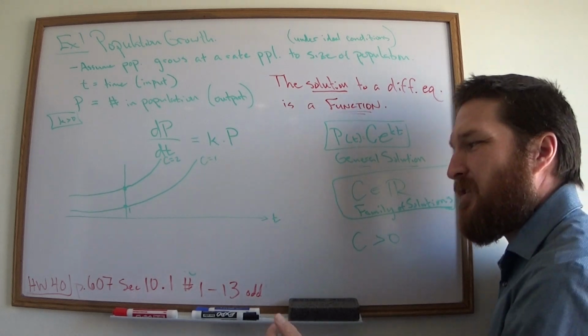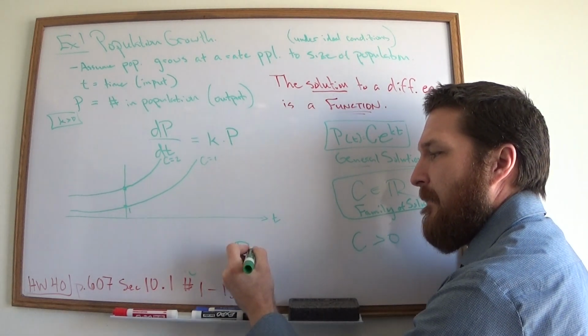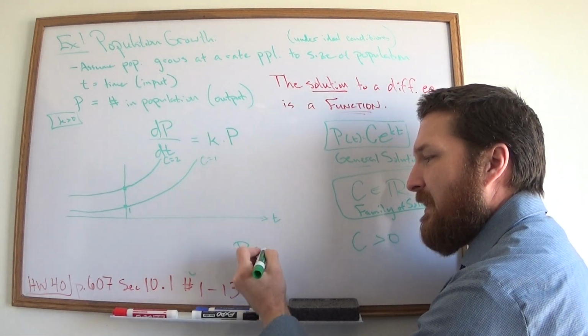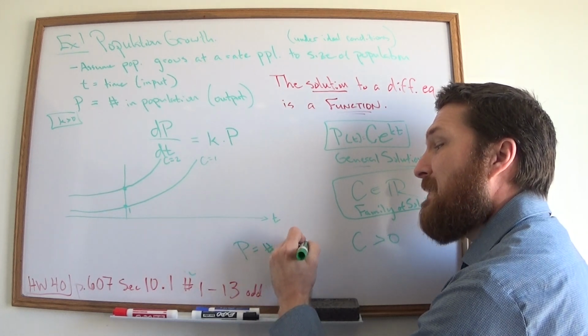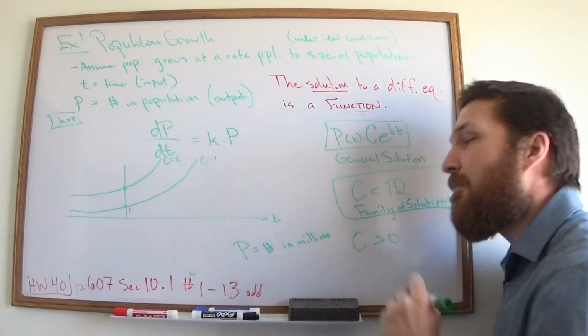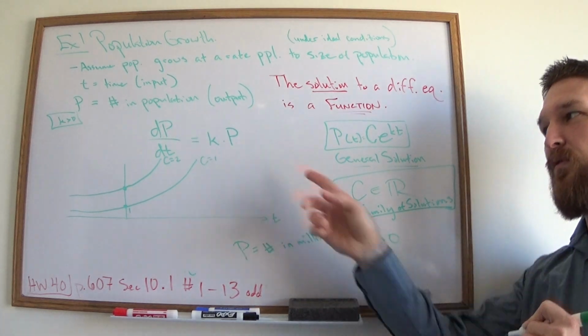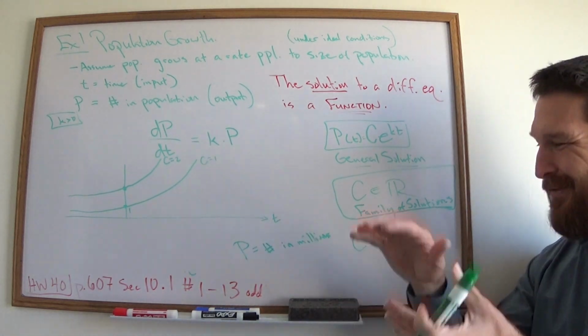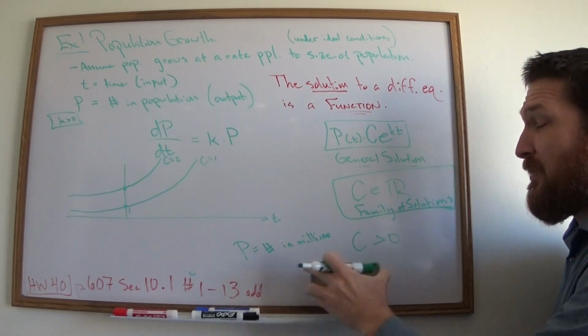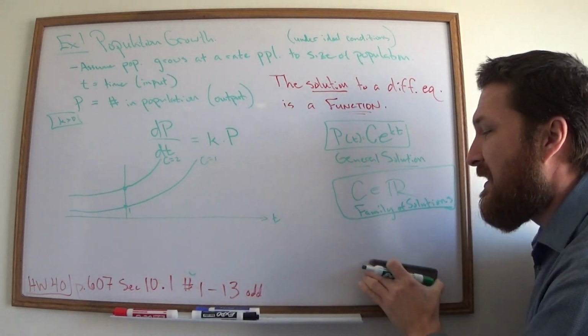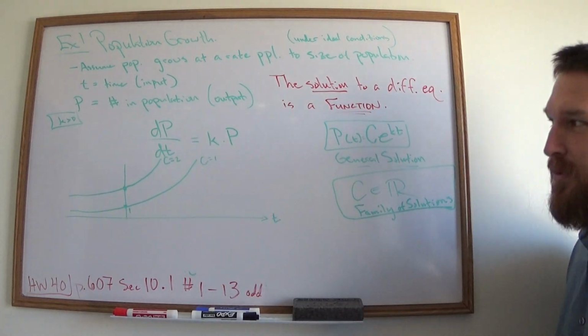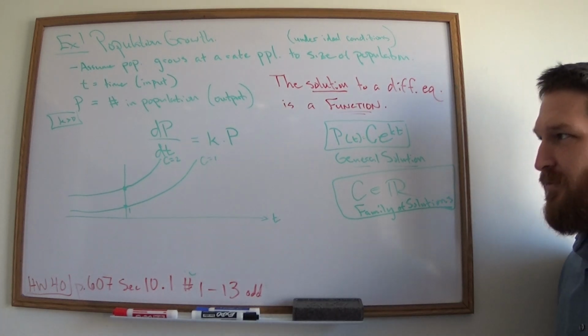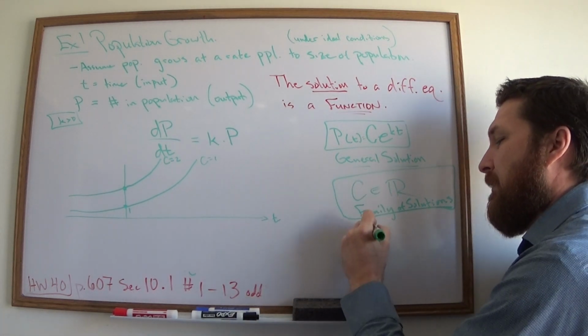I think we actually did that in algebra 2. Let's let P be the number in millions of bacteria. So then C equals 1 means 1,000,000. But no, you're absolutely right. If you're just saying that P is the number of people, then yes, of course, you can't have half a person. So anyway, okay.